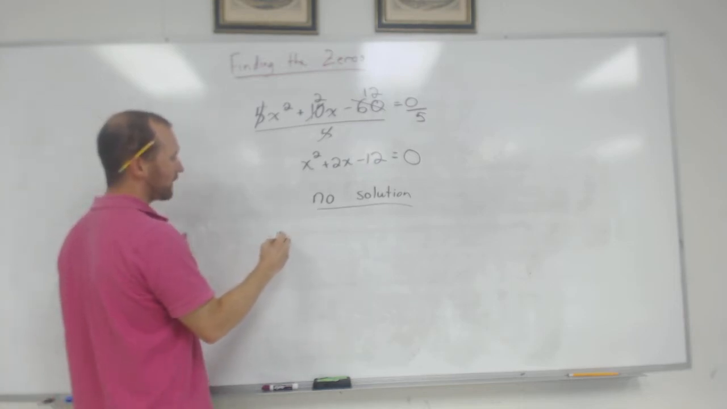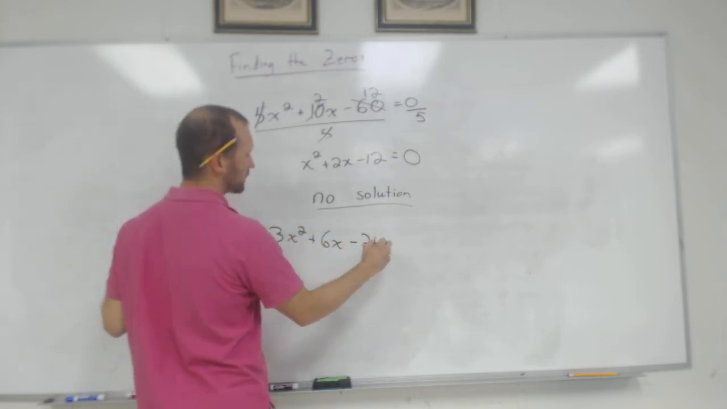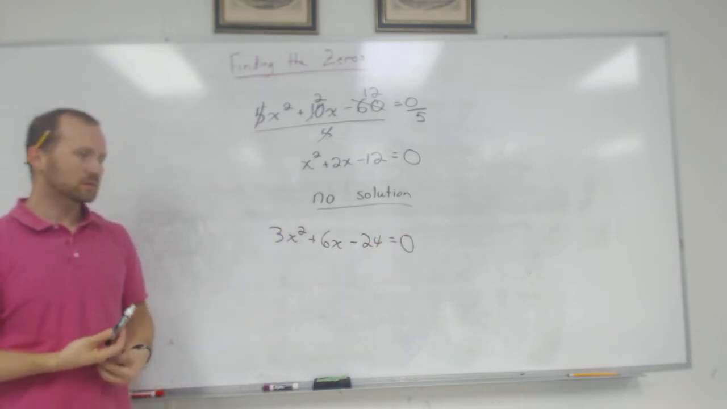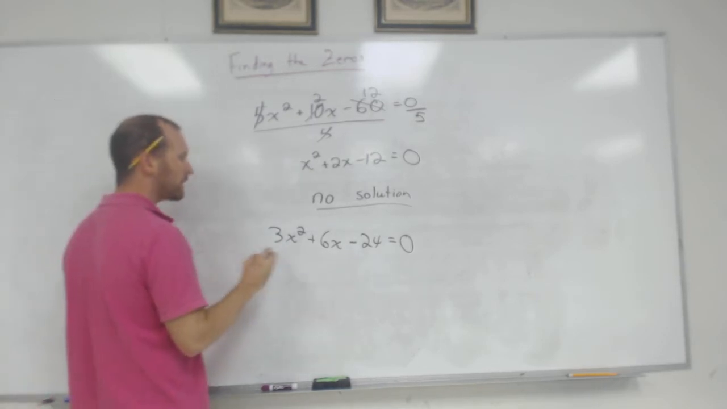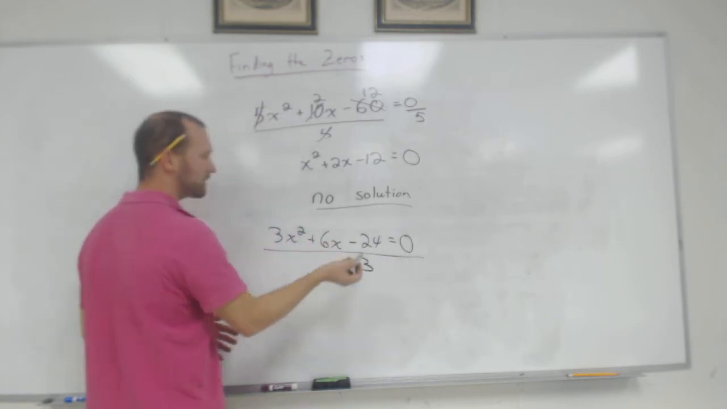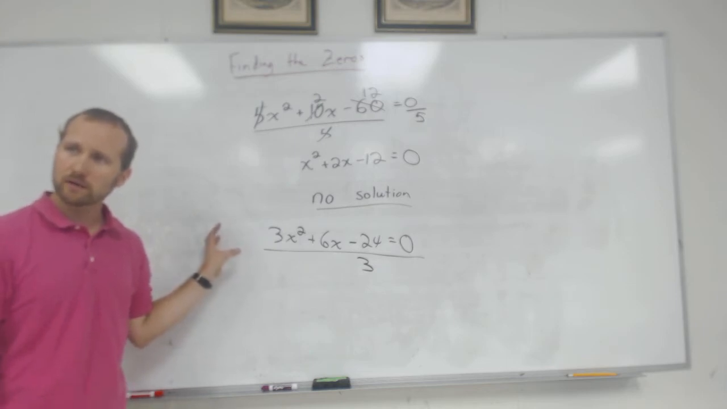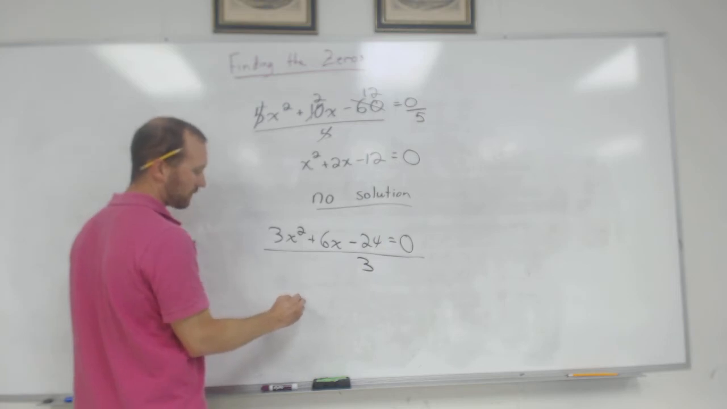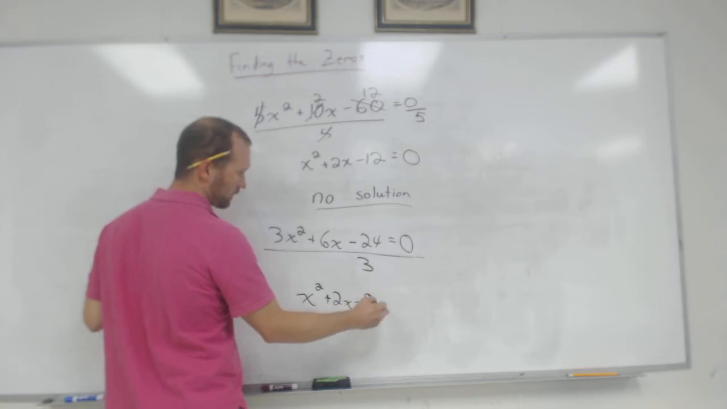So this is the problem that I wanted to do. Well, actually, I'll change it a little. Let's say we had 3x squared plus 6x minus 24 equals 0. You guys take out the 3. Divide everything by 3. And remember, since it equals 0, we can just get rid of the 3. When we were factoring, we had to keep it out front, right? But now, 0 divided by 3 is just 0. So what do we have? x to the second plus 2x minus 8 equals?